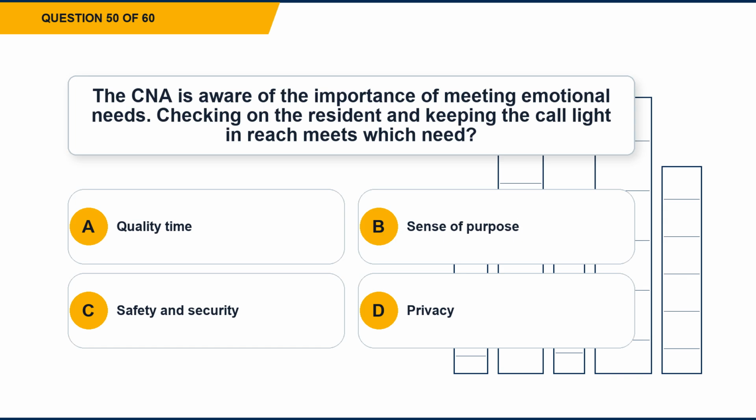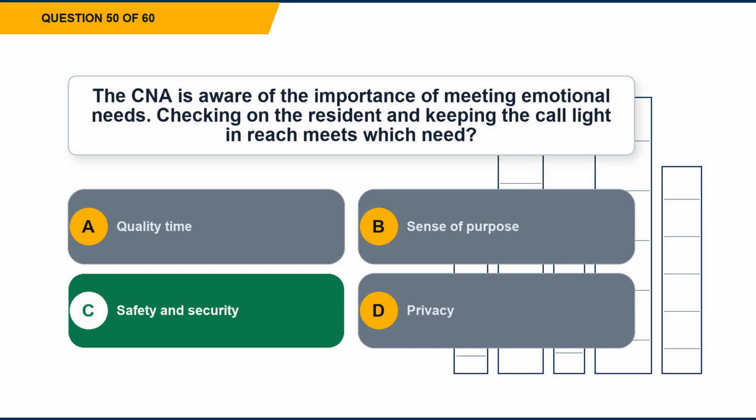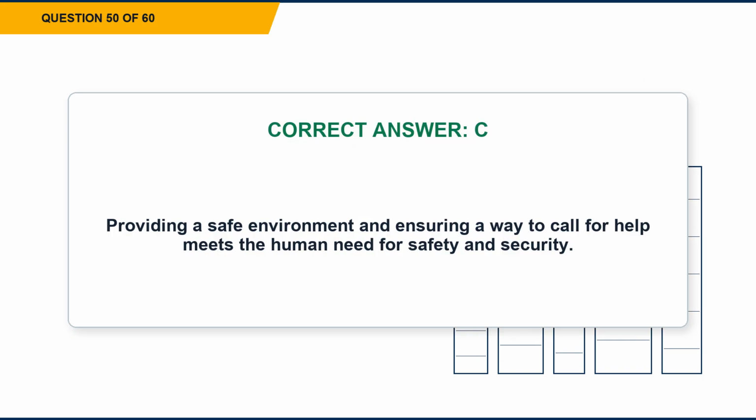Question 50. The CNA is aware of the importance of meeting emotional needs. Checking on the resident and keeping the call light within reach meets which need? Option A, quality time. Option B, sense of purpose. Option C, safety and security. Option D, privacy. The correct answer is option C, safety and security. Explanation. Providing a safe environment and ensuring a way to call for help meets the human need for safety and security. Question 51.